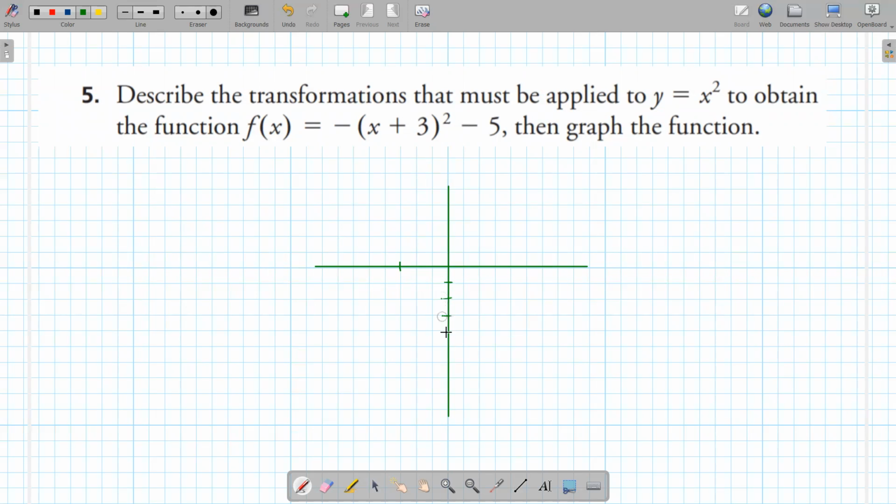Okay, 1, 2, 3, 4, 5, and it's opening downwards. Yes, like that. So it goes down by 5, then left by 3, and then reflects on the y-axis. No, the order matters. You do whatever's first. You go this way, left to right.